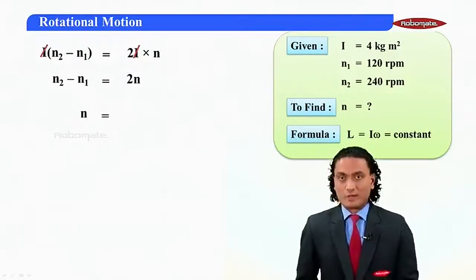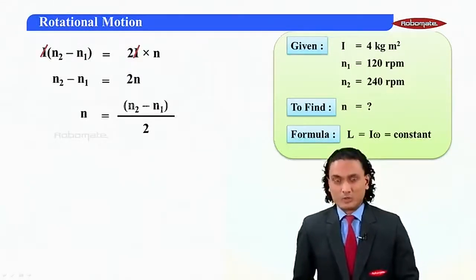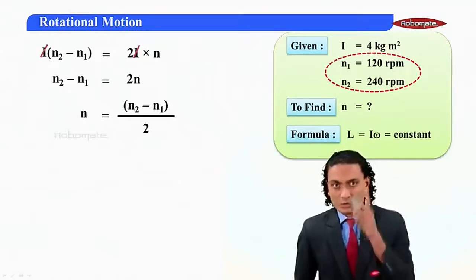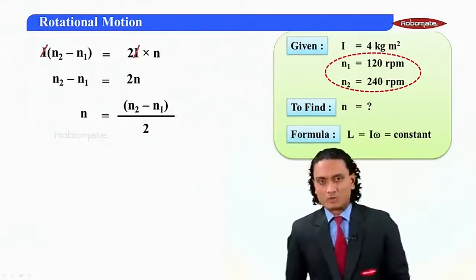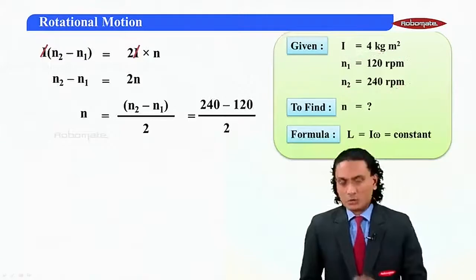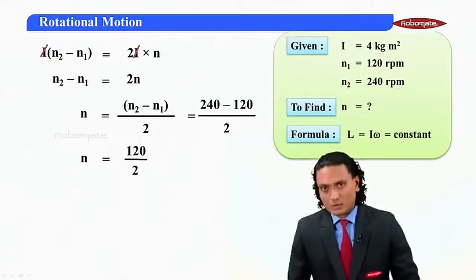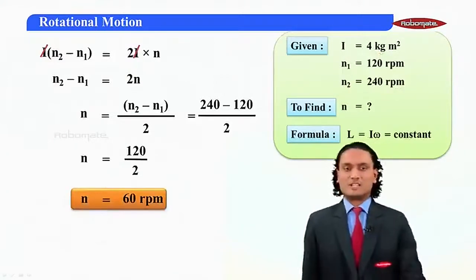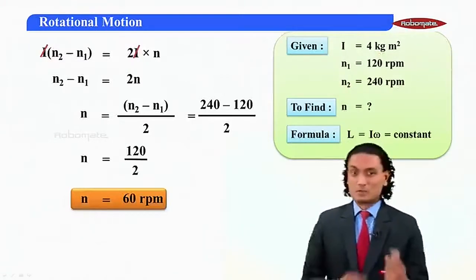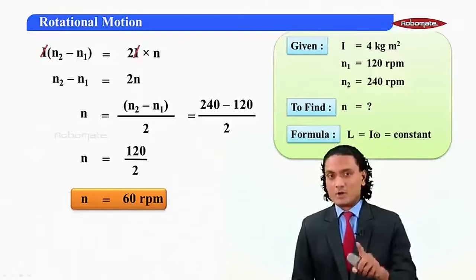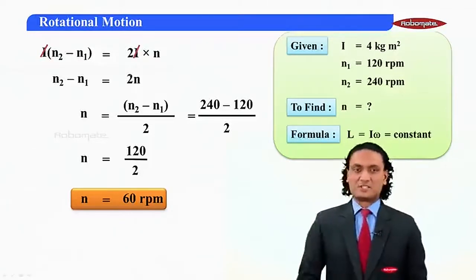So what we need to find out? We need to find out n. n is n2 minus n1 upon 2. What is n2? n2 is 240. n1 is 120. So n is 240 minus 120 upon 2, which is nothing but 120 upon 2. So n is equal to 60 rpm. So now both the wheels are rotating with a common frequency of rotation, which is 60 rpm.